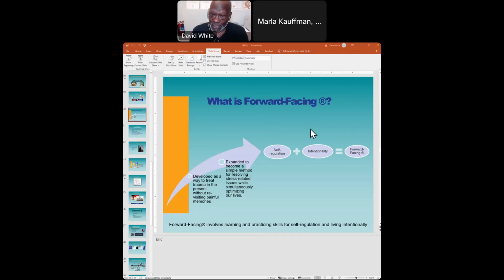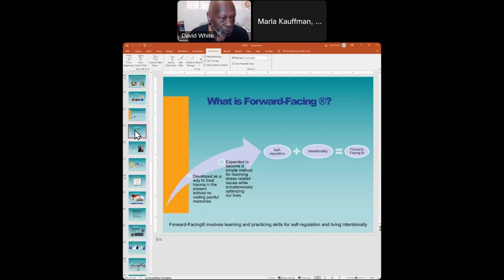So what forward-facing does is says, listen, we're not going to talk about your painful past issues unless it's bothering you right now. If it's bothering you right now, then we work with it, we process through it. But basically, our intention is we're going to start to have you look at how do you move forward with your life and optimize the things that you want out of life. So that's the forward-facing approach.